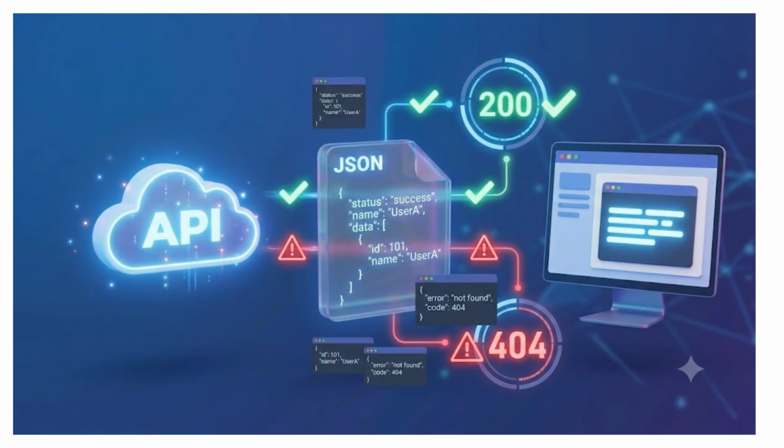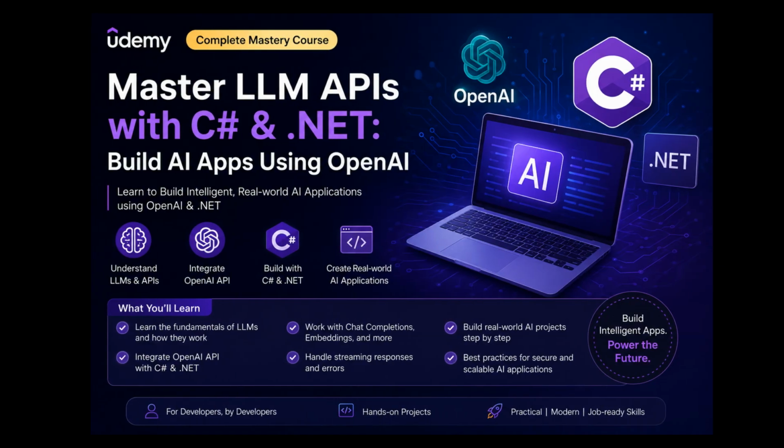This image shows that an API response contains more than just JSON data. It also includes an HTTP status code. For example, 200 means the request was successful. The application can then read and process the JSON response. But if something goes wrong, the API may return an error status, such as 404, which means the requested resource was not found. So when working with APIs, always check the HTTP status code first, and then process the JSON response appropriately.